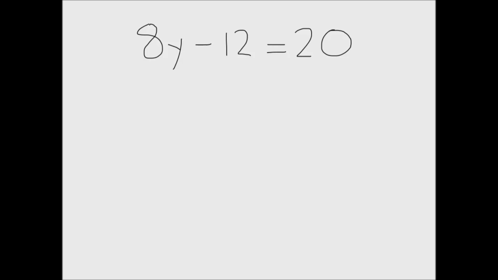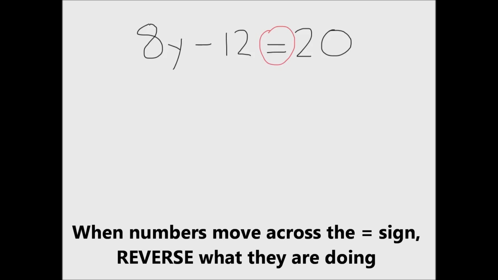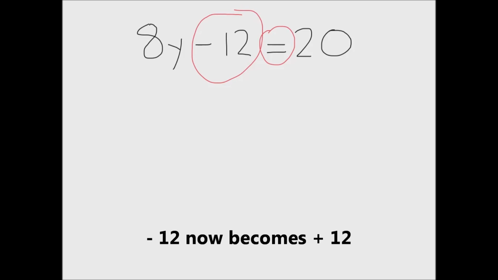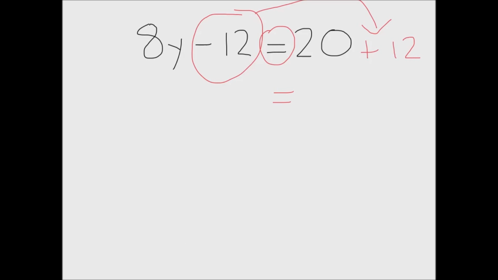Whenever you look at the equals sign in an algebra sum, it's a little bit like a bridge. And you can move numbers from one side to the other side of the bridge, but when you do, you've got to change the way in which the number was operating, and you reverse it actually. So here we've got minus 12. You can take it over the bridge, but over the bridge it must become plus 12. So then you can say that it has now become 32. So we now have 8y equals 32.